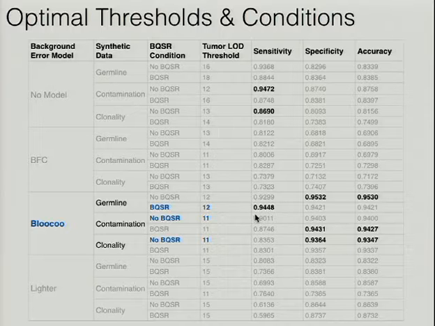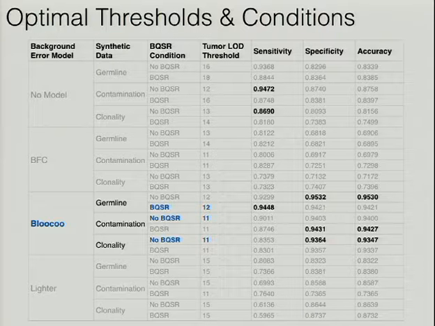So the AUC of sensitivity and specificity curves offers a nice overview of how each model performed overall, but if we were to implement these, we'd actually need to select a model and a tumor LOD threshold. And to do this, we basically defined the optimal threshold as being that which maximized the sum of sensitivity and specificity. So for the no model, no BQSR aggregate condition, it exhibited the highest sensitivity for sets 2 and 3, with sensitivity of 94.7% and 86.9%, respectively. And the BlueCoo BQSR aggregate condition exhibited the highest for set 1, which was about 94.48%.